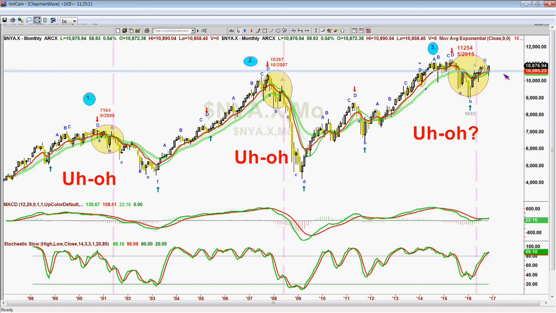I think it's going to be taken out. I think the New York Stock Exchange is going to go above peak B at 10,903.86. If it goes to 10,903.87, that starts leg C, but it's still gray C until it goes above 11,254.